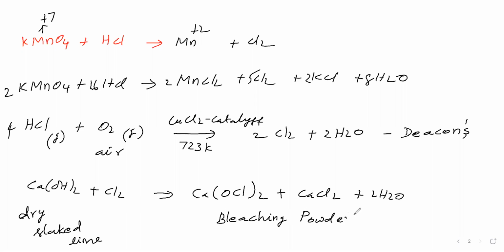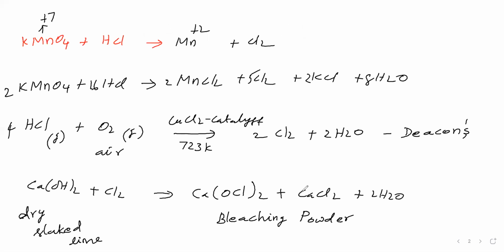What is the formula of bleaching powder? The bleaching powder formula is CaOCl2. It contains Ca2 plus ions, OCl minus ions and Cl minus ions. So in bleaching powder there is a calcium ion, a hypochlorite ion, ClO minus, and a chloride ion, Cl minus.